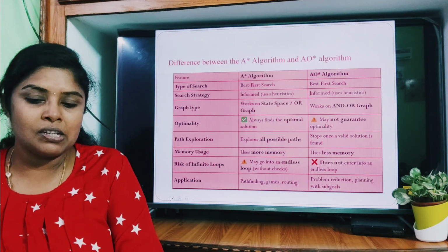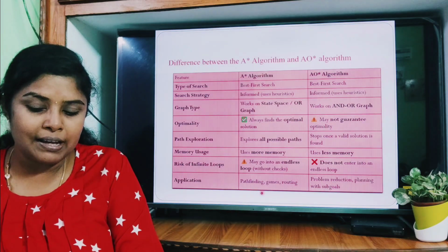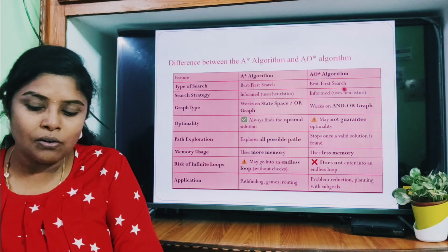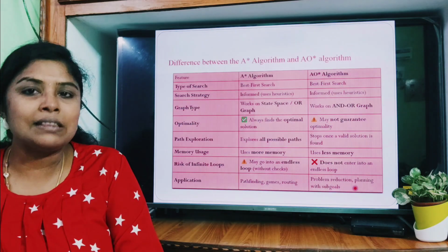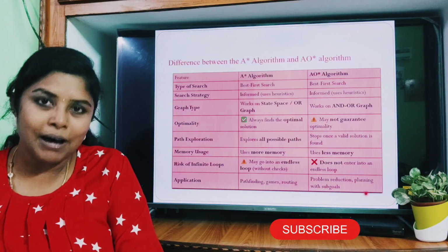Coming to the applications, A star algorithm can be used in path finding, games and routing problems, and AO star algorithm can be used with problem reduction and planning with sub-goals. I hope the differences between A star and AO star algorithm are clear.